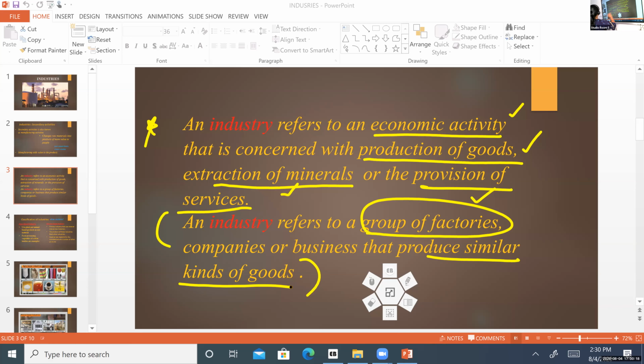A group of factories producing the same goods, right? In the iron and steel industry, many factories are there, and they produce iron and steel. Then we refer to it as an industry, because a group of factories is producing the same goods. We use the word industry.